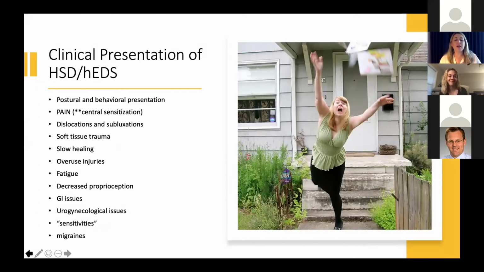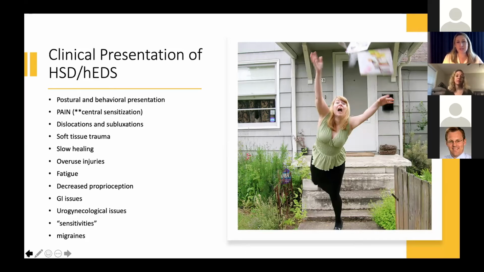Thank you. So these dancers will often present with a history of dislocations and subluxations, likely of the same joint over and over. You'll hear the dancer say, oh, my shoulder pops out all the time, or my kneecap pops out all the time. Typically, they'll have a history of soft tissue trauma and slow healing, along with overuse injuries, like the Achilles tendonitis and FHL tendinopathy that Dr. Barito was speaking to earlier. We're likely to see these types of presentations in the hypermobile dancers.